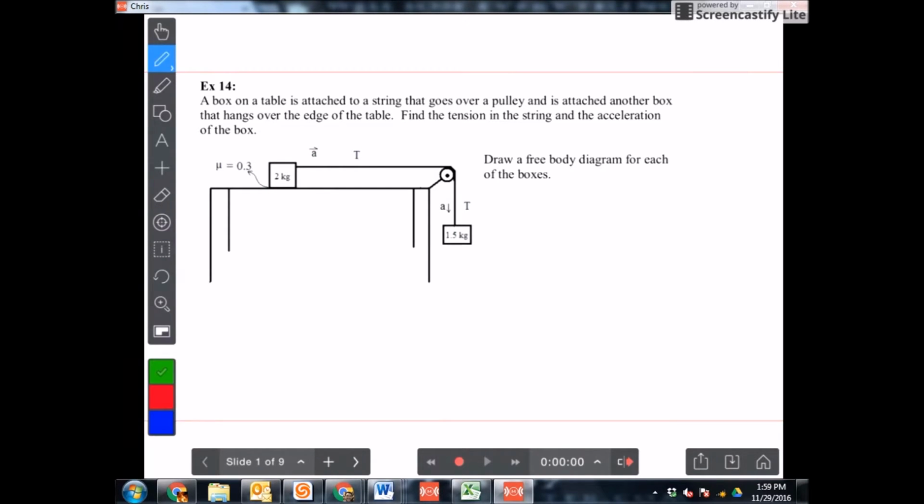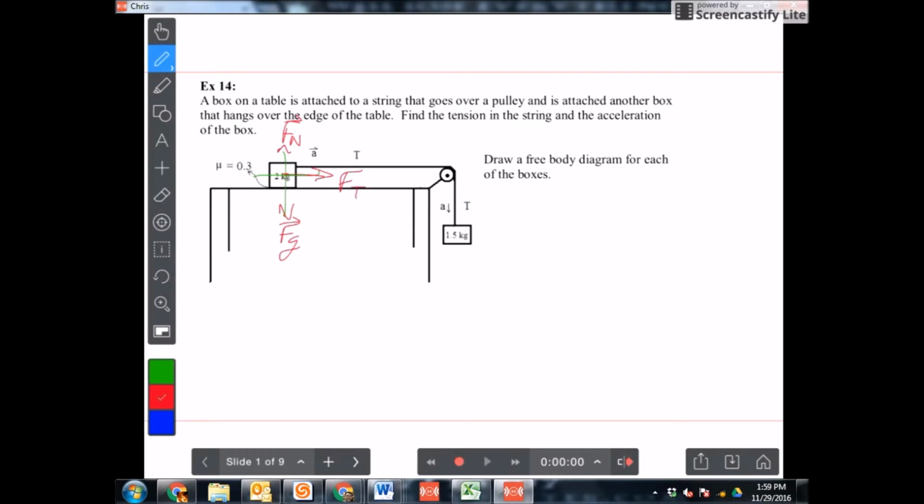So we're going to do this one first. All right. Tell me the forces acting on that, please. Okay, good deal. Excellent.